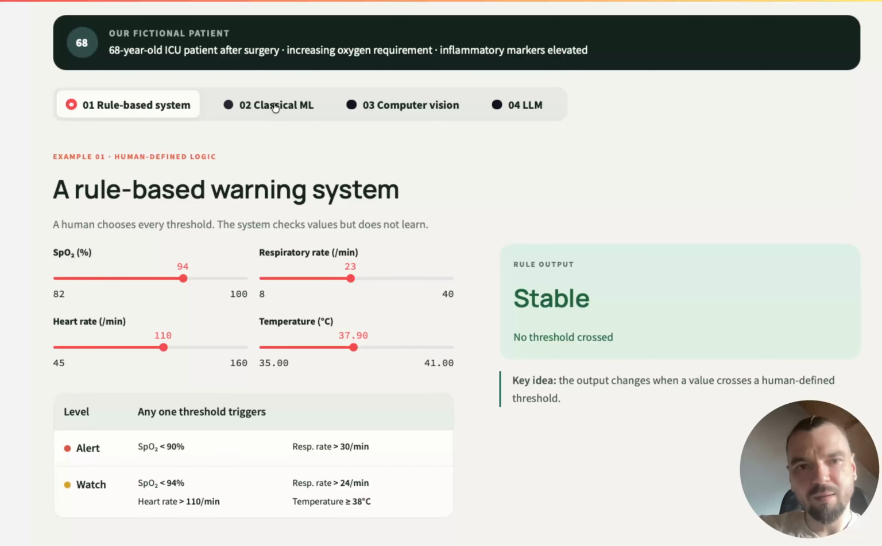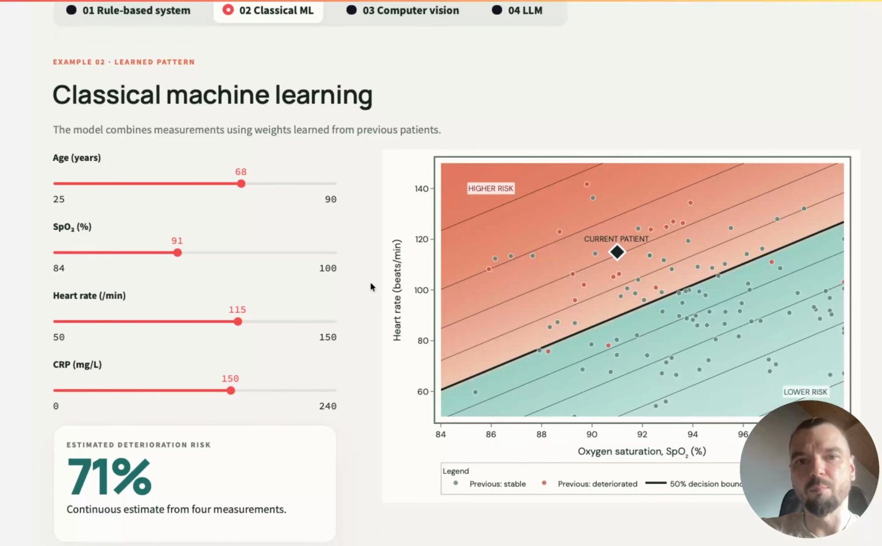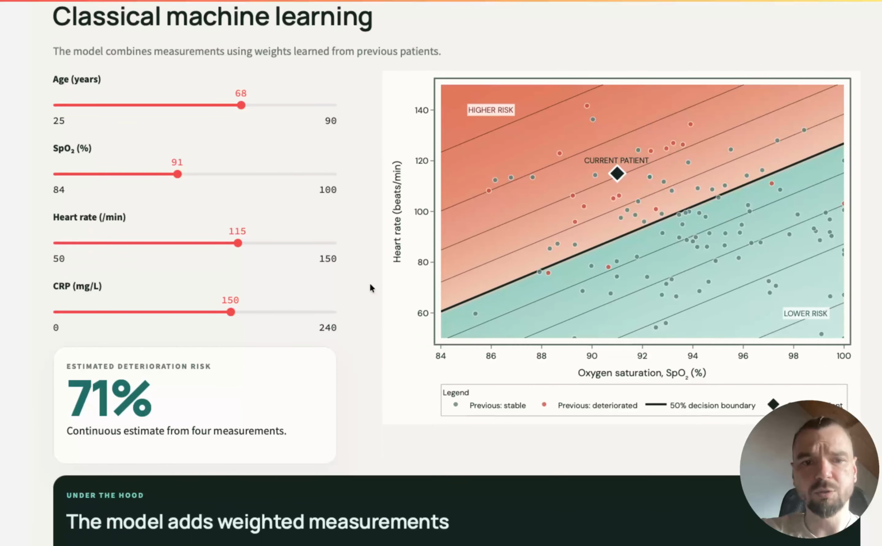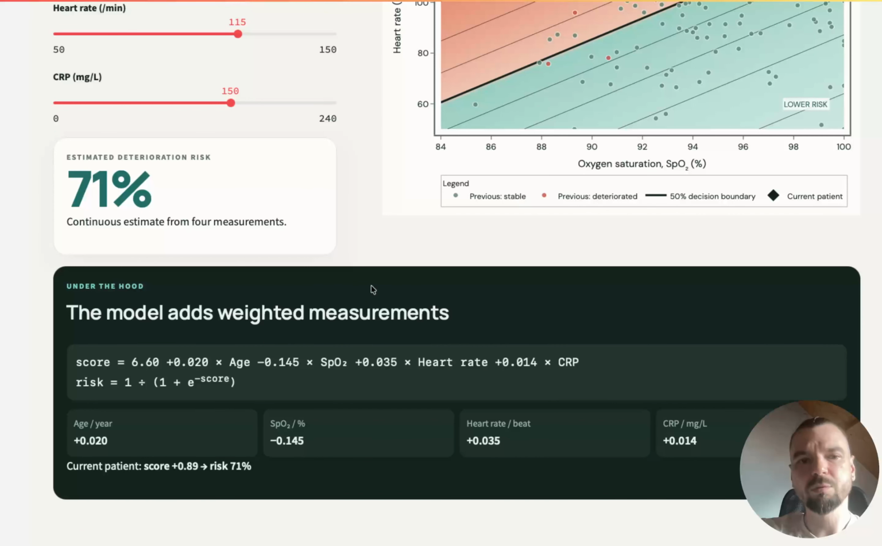And that's where classical machine learning can help. Basically, most classical machine learning tools are also some kind of rule-based decision support. We talked in the previous episode about how a machine learning model is a model that multiplies features, for example in our case age, SpO2, heart rate, inflammation markers, by some numbers. They are called weights. And these weights come from retrospective data.